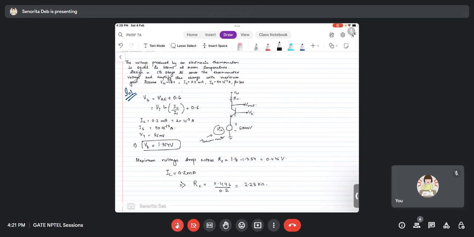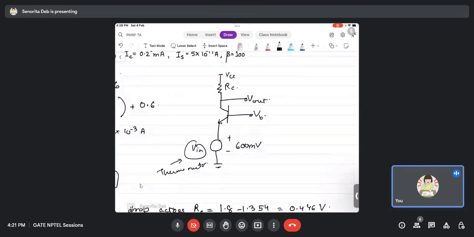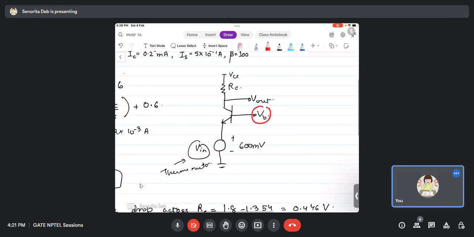Now, always remember that whenever we see a stage like this, we have to ask where the VB is coming from. We have to bias the base, right? Just like we saw in the common emitter configuration, where we did the biasing with the help of a resistor divider network, in common base also a similar thing can be done.